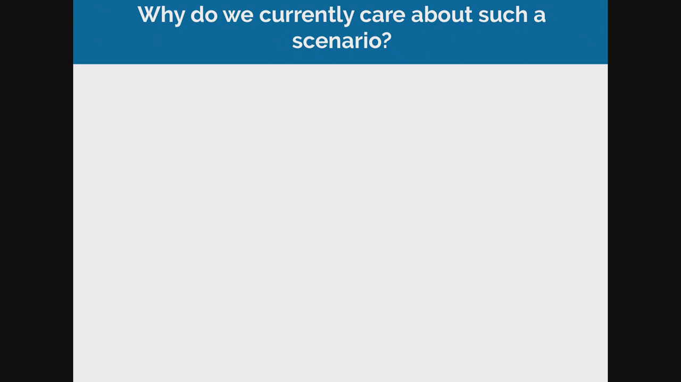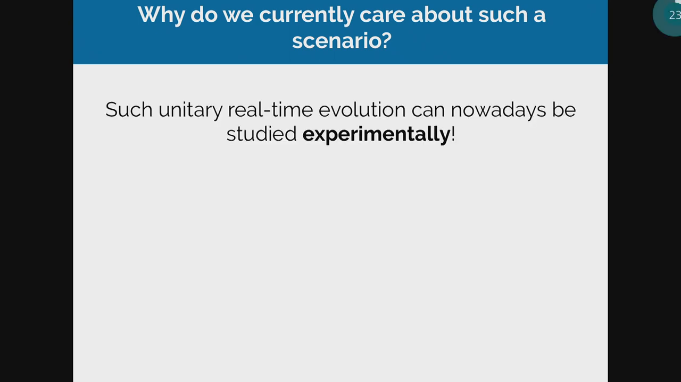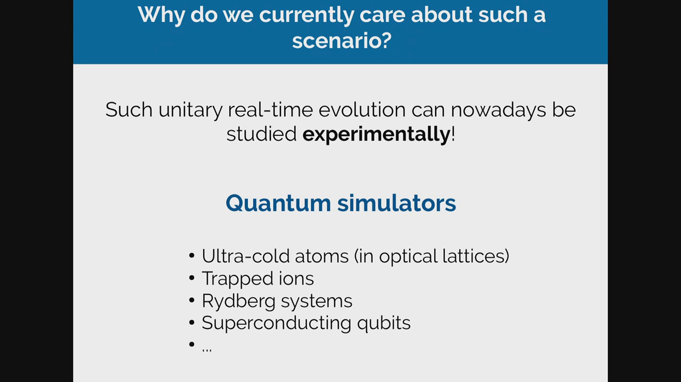So why should we currently care actually about such a scenario? Why should we care about such non-equilibrium quantum real-time dynamics? And the reason is that these kinds of scenarios can nowadays be realized experimentally, studied and probed experimentally in various kinds of systems which go under the name of quantum simulators. Here you can see a list which is not fully complete, like systems made up of ultra-cold atoms in optical lattices, or trapped ions, Rydberg systems, superconducting qubits, but also more. So all of them have the special property that they are well isolated from the environment, so they represent to a very high degree of accuracy closed quantum systems for which you can induce some non-equilibrium real-time dynamics.